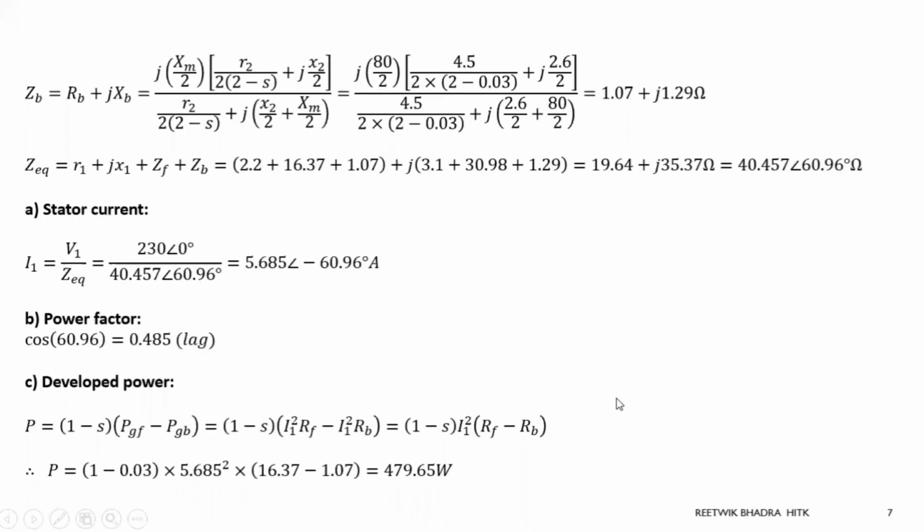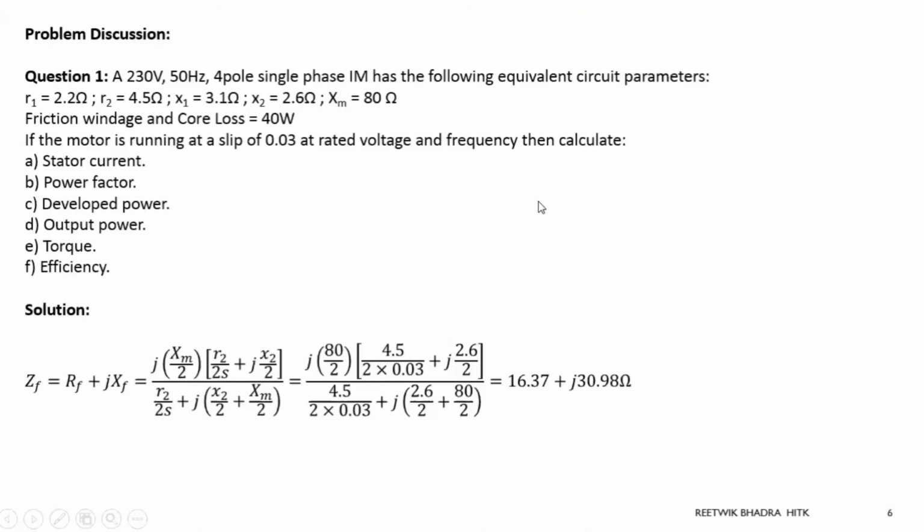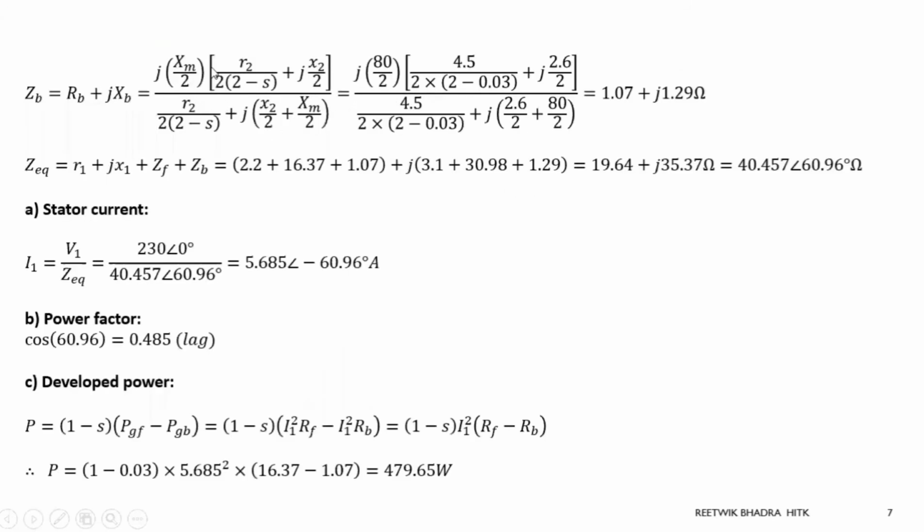Now similarly, what we'll find is ZB. So ZB is RB plus jXB. Recall the formula which we have written over here. ZB is written over here, and this formula only we have substituted. Just put in the values: Xm 80, S is 0.03, R2 4.5, X2 2.6. And calculated, it is 1.07 plus j1.29.